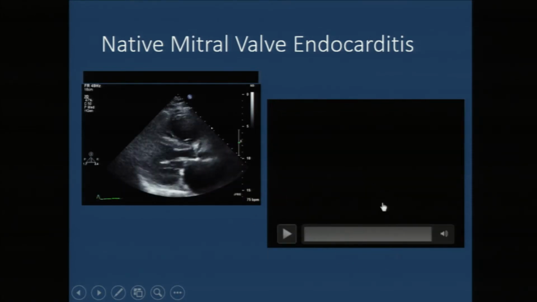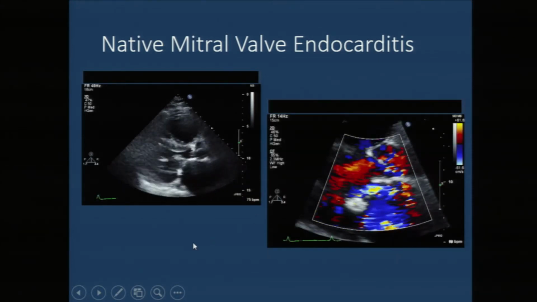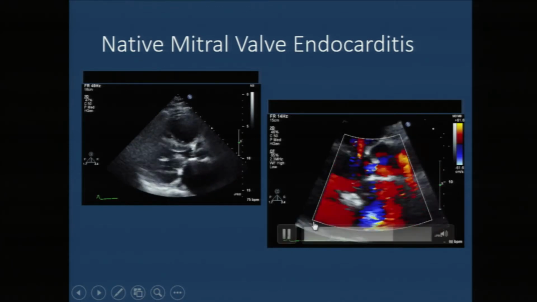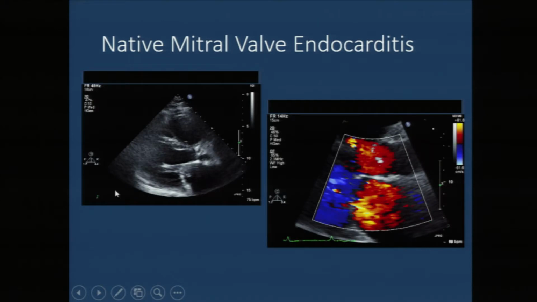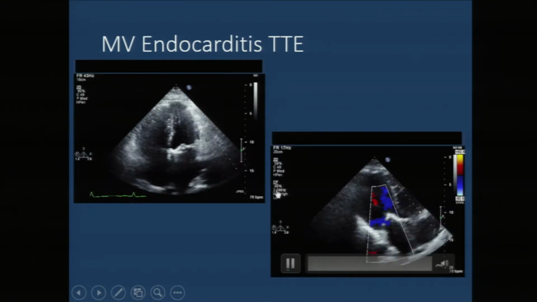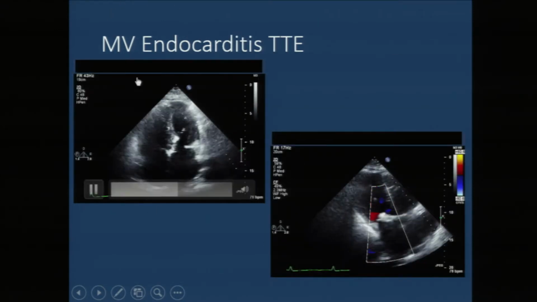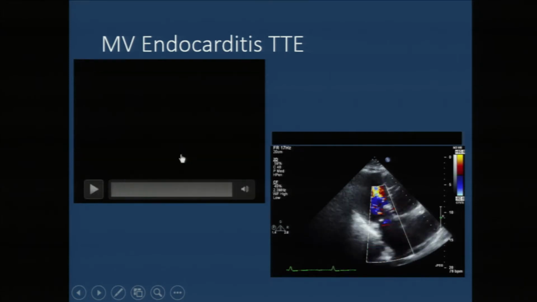We put in some color to see how bad is the integrity of the mitral valve interrupted. And you see some color here in these images. I want you to focus on this, which is, again, you see a beautiful bulky vegetation on the anterior leaflet of the mitral valve.